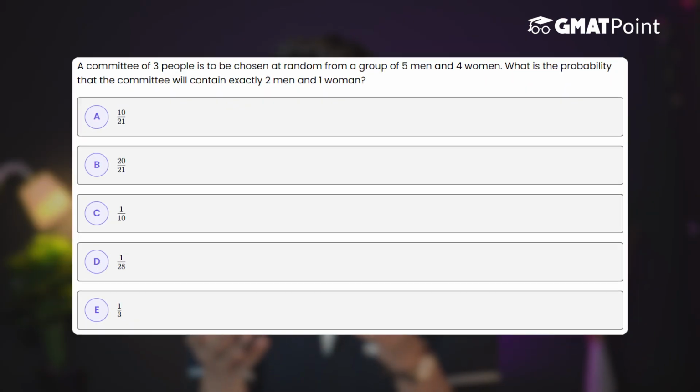A committee of 3 people is to be chosen at random from a group of 5 men and 4 women. What is the probability that the committee will contain exactly 2 men and 1 woman? Again, the central theme was the same: break a real world scenario down to its core and solve using mathematical concepts. So, overall, quant tests how you handle numerical relationships.